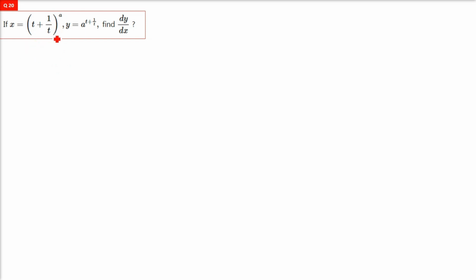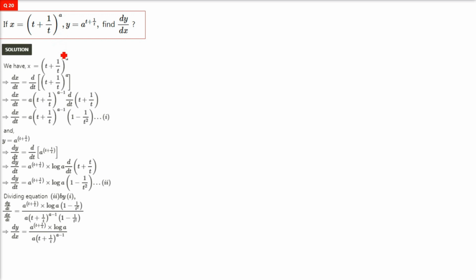So we have x and y, and basically these two are reciprocals. I mean the power is changed. So if I assume this to be p to the power q, y is basically q to the power p. So the differentiation will be the same. I'm just giving you an analogy, the way things are seen. But the differentiation is x equals (t plus 1 by t) to the power a.